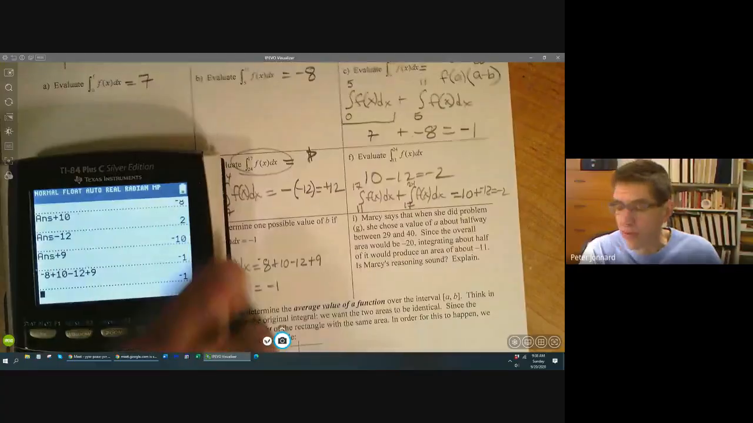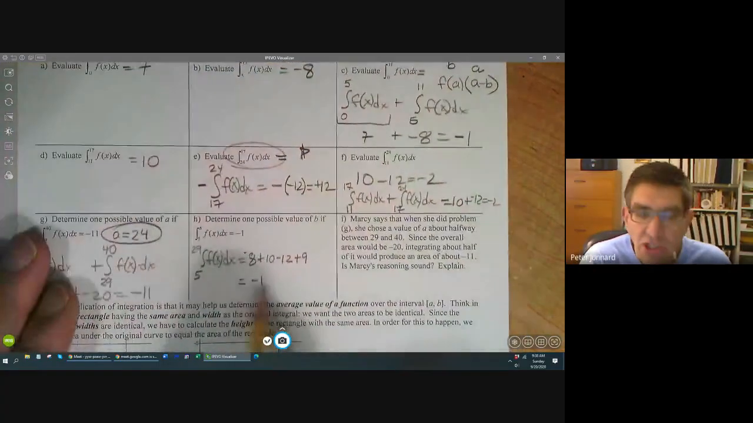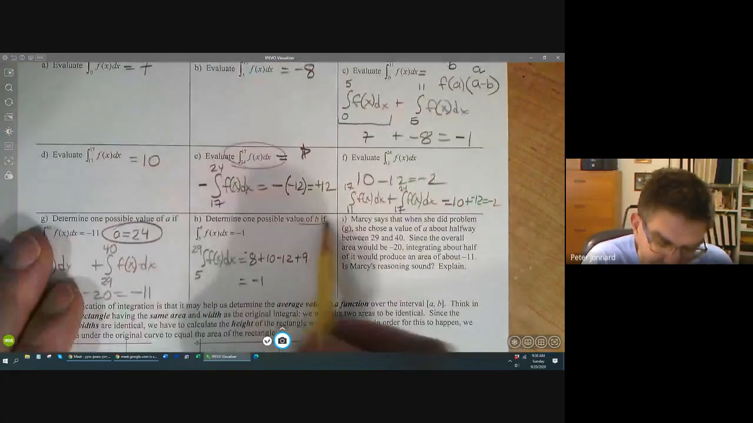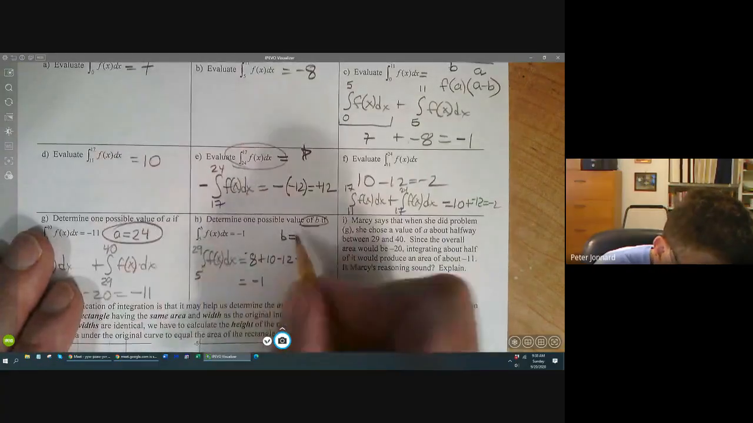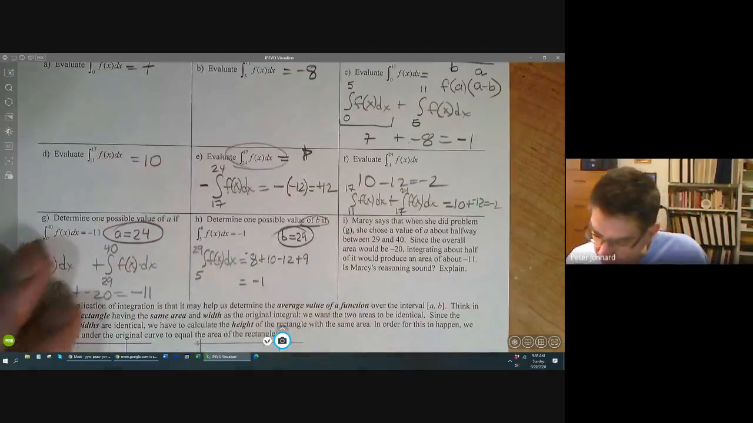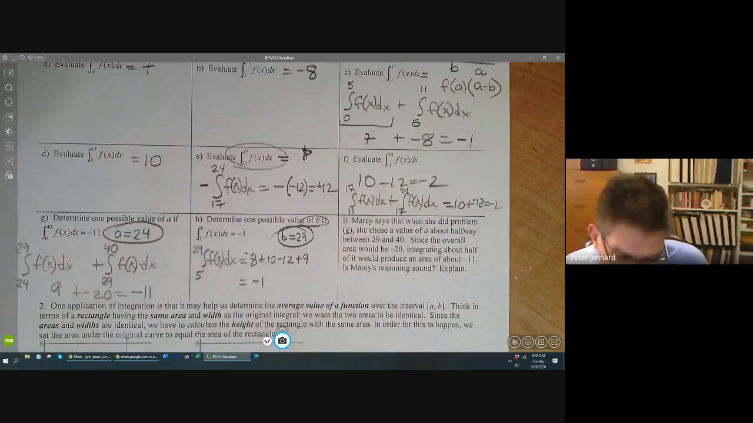And so, you guys, it's very important you answer the question. This is not the question it asked you. It said a possible value of b, and so we need to be very clear that b is equal to 29, like so, okay? All righty.